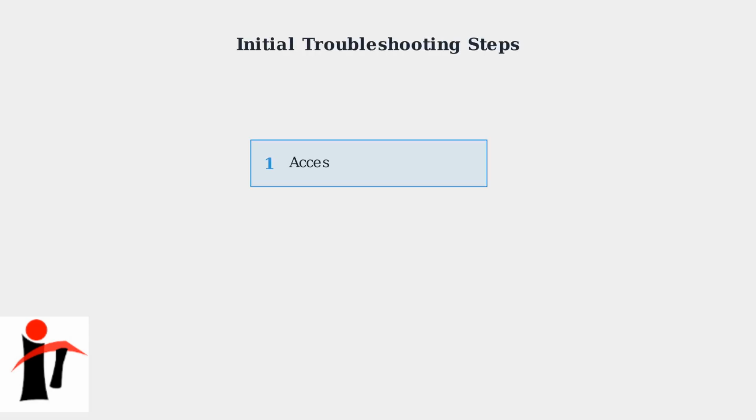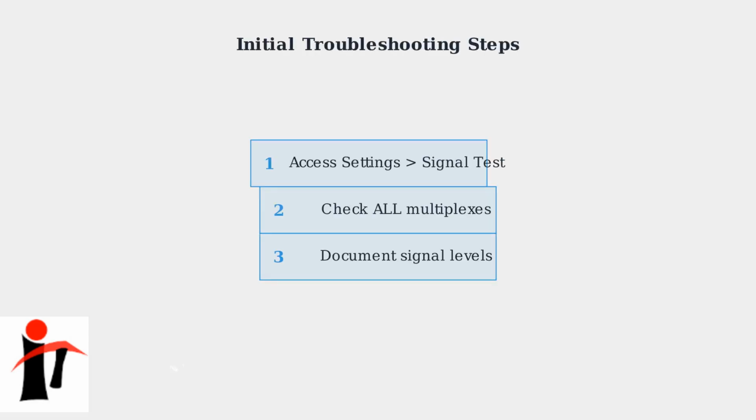To start troubleshooting, access your YouView box's signal strength information through the Settings menu. Check all multiplexes, not just the missing channels, and document the signal levels before making any changes. This baseline information is crucial for effective troubleshooting.